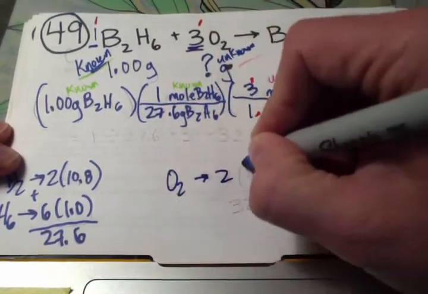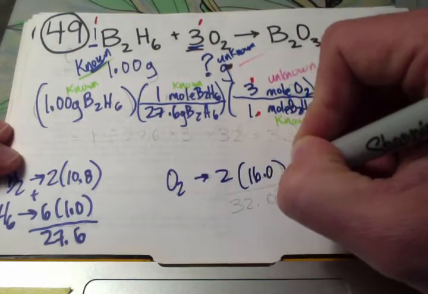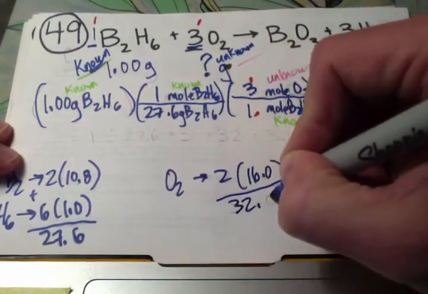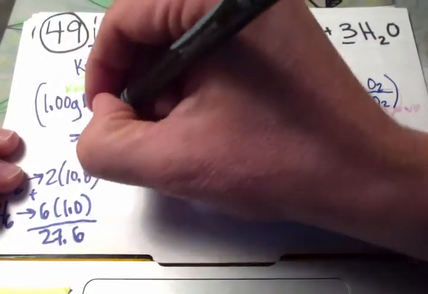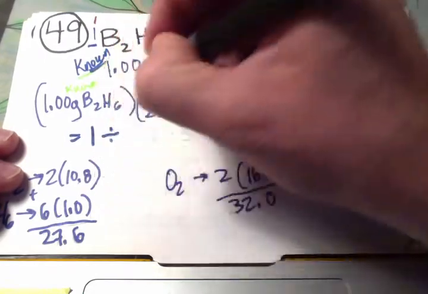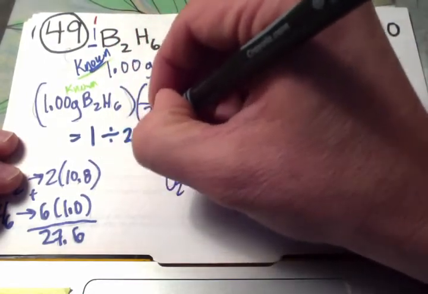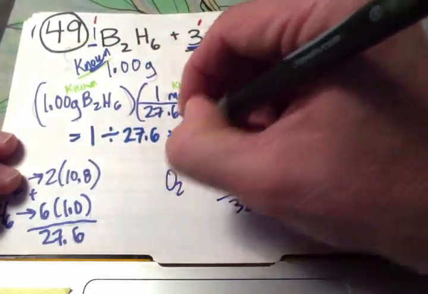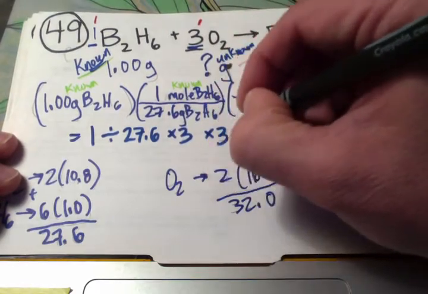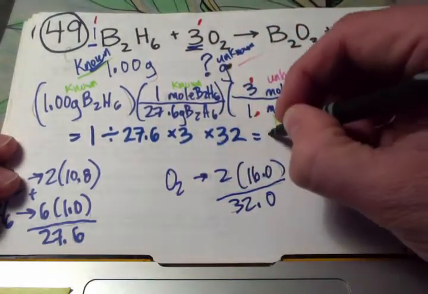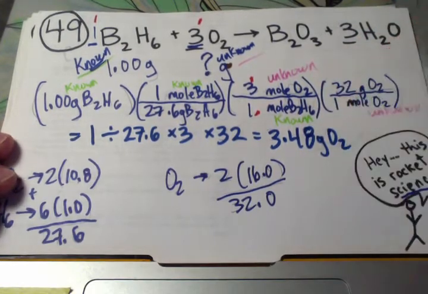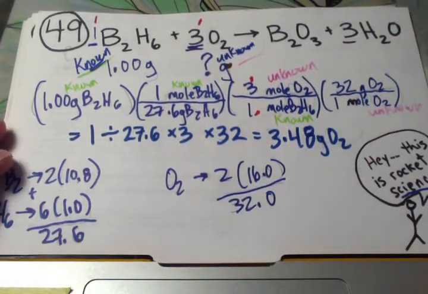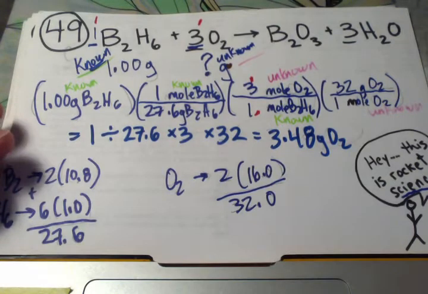Remember the side work. So 2 oxygens, that's where that came from. And then please just always remember the calculator. That's step 2. That is over 26 times 3 times 32. I get like 3.48 grams of oxygen. That, I believe, is my answer.